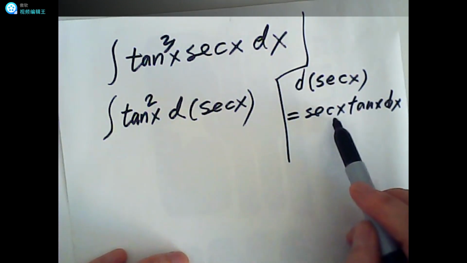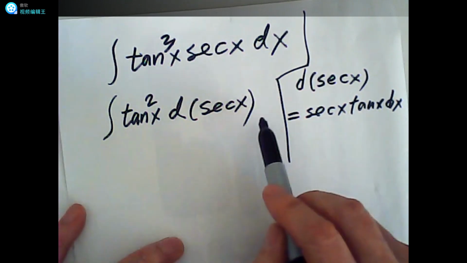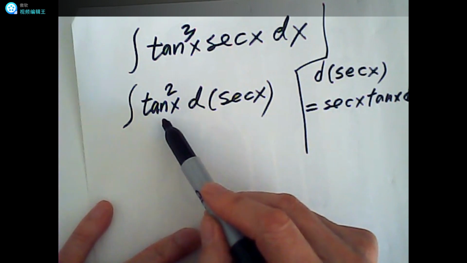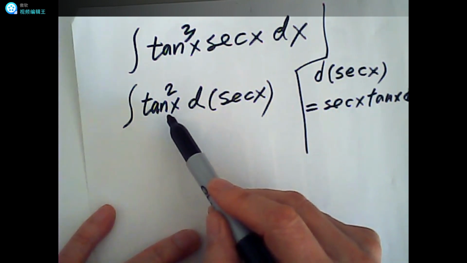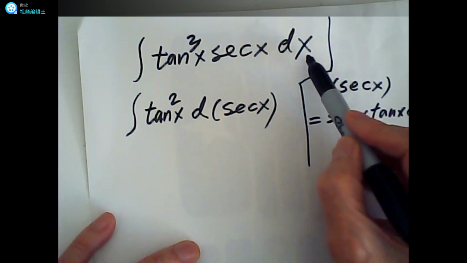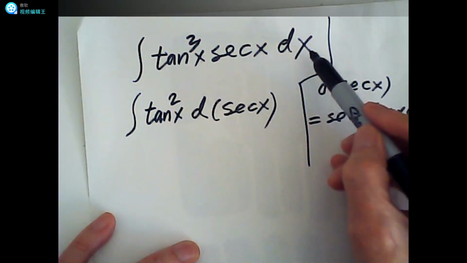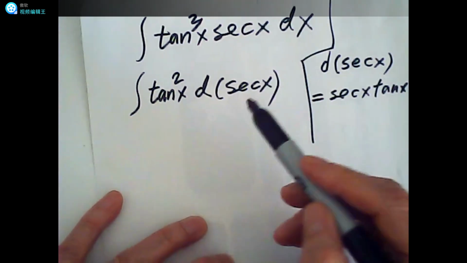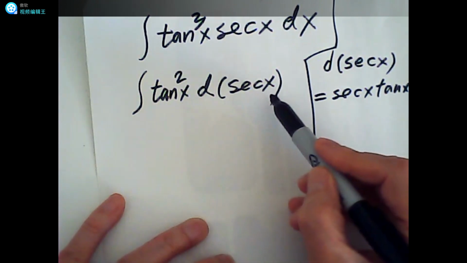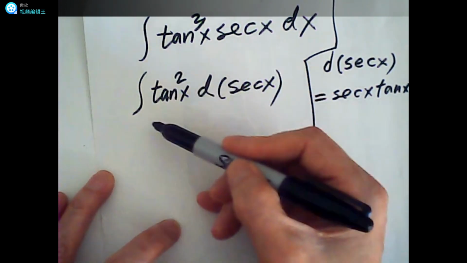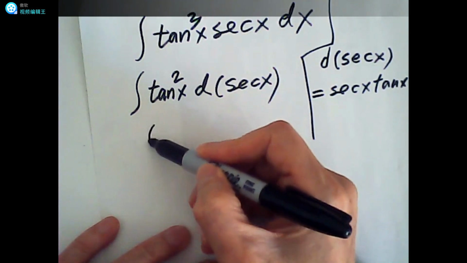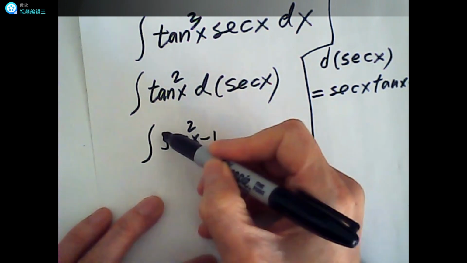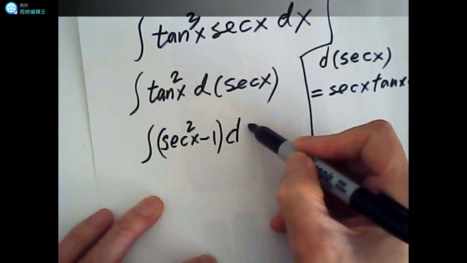Here's the secant x derivative is this. Now, we are integrating with respect to secant, so this one has to be in terms of secant. Before, we were integrating with respect to x, so every variable must be in terms of x. If we integrate with respect to secant x, this has to be secant x, then we can integrate, right? So this one is secant square x minus 1, right? That's a tangent square. And then d secant.